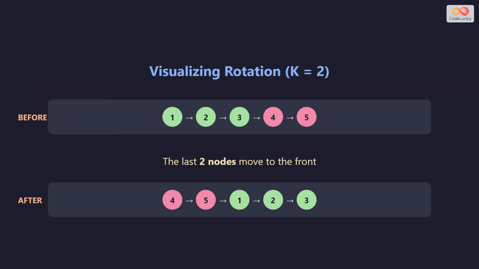Here is a visual example. If we have a list from 1 to 5, and k equals 2, the last two nodes, 4 and 5, move to the front. The new order becomes 4, 5, 1, 2, 3. Notice how the internal order of the moved segment stays the same.